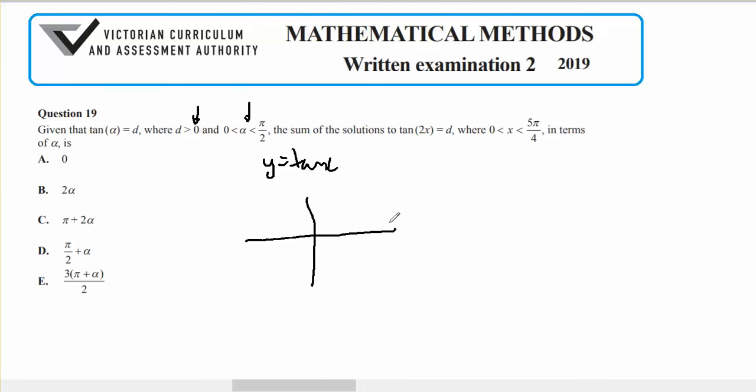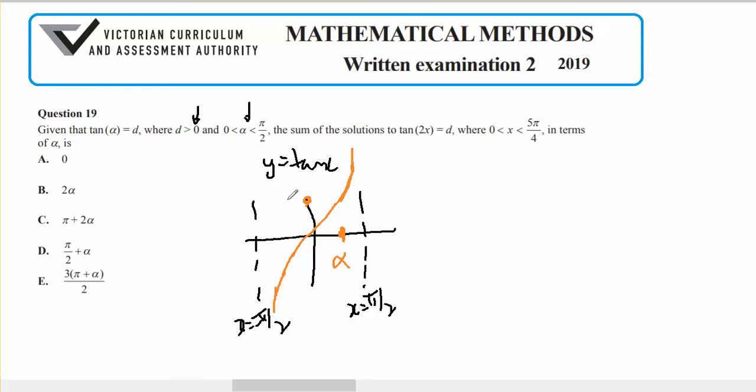have an asymptote at pi on 2, and an asymptote at x equals minus pi on 2, and the curve is going to look like this, and I would be expecting that that would be alpha and that there would be d for the tan of alpha to equal d.